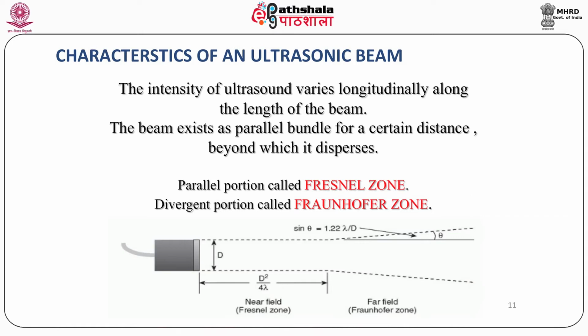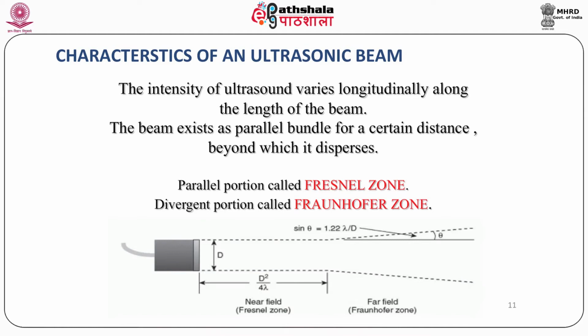In this figure you can see the near field or near zone is called Fresnel zone, and beyond the Fresnel zone is called Fraunhofer zone. The length of the Fresnel zone is equal to r square upon 4 lambda, where lambda is the wavelength.